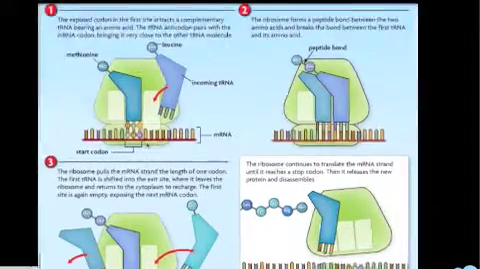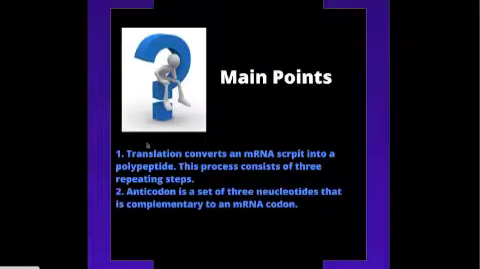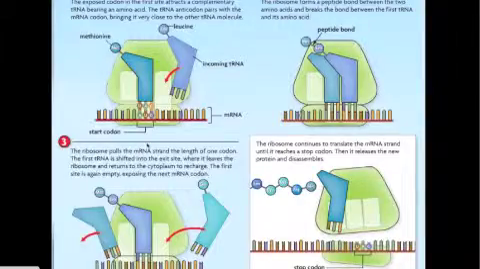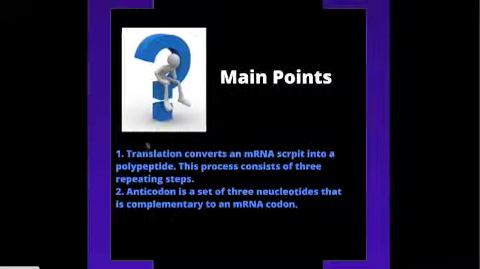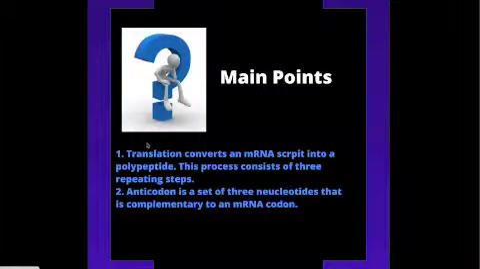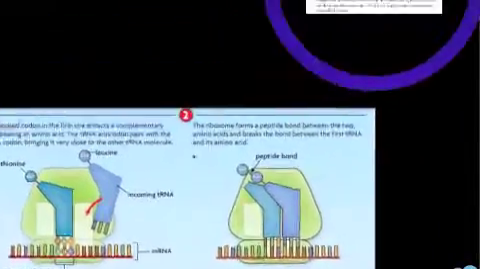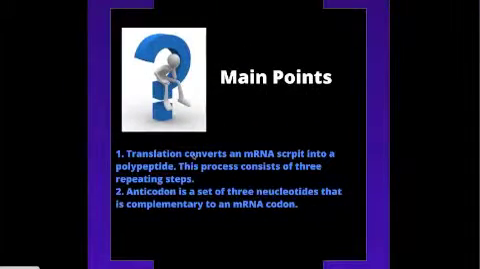And the main points would be the 3 complicated steps of translation, and the fact that translation converts an mRNA script into a polypeptide. This process consists of 3 repeating steps. An anticodon is a set of 3 nucleotides that is complementary to an mRNA codon.